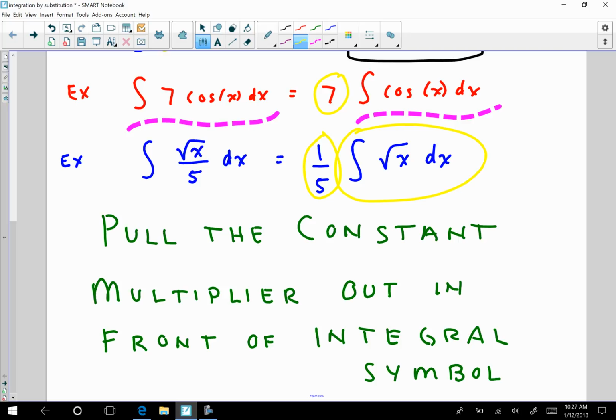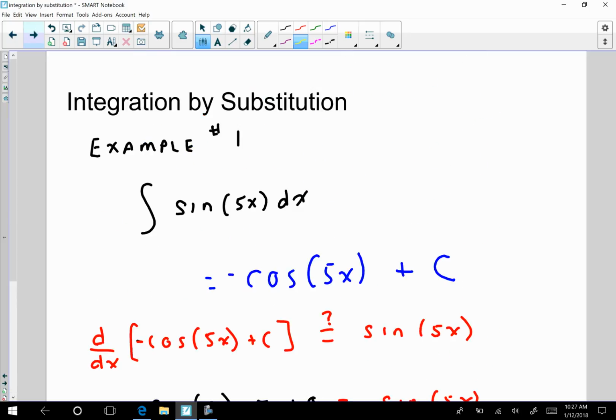Okie dokie? Okie dokie. So let's go on to some integration by substitution. Let's look at example number 1. Example number 1 asks me to find the antiderivative of sine of 5x dx. And a lot of us are going to think, hey, that's negative cosine 5x plus a constant.